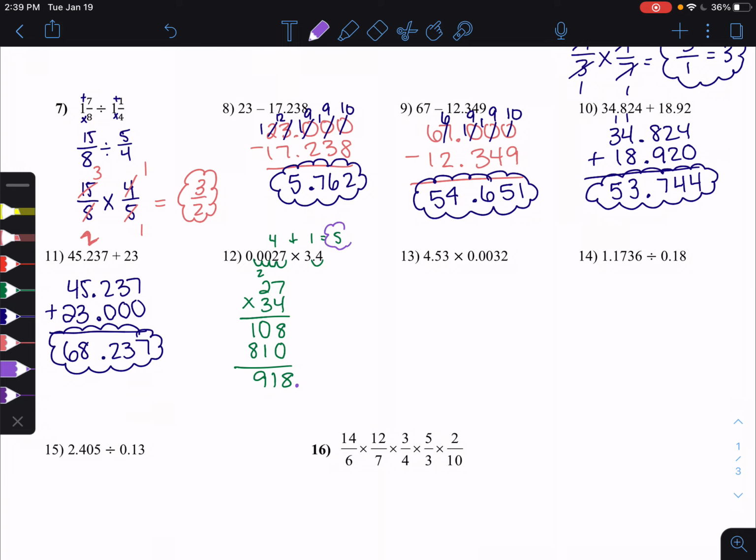And then I'm going to start with my decimal at the end of the number. And I'm going to put these 5 decimal places back in. So 1, 2, 3, 4, 5. So here's my decimal. And I'm going to fill in with 2 zeros. So 0, 0, 9, 1, 8.